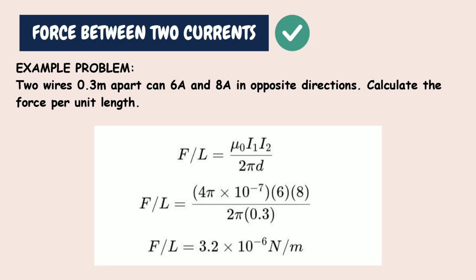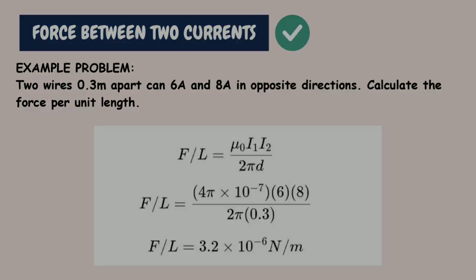Two wires 0.3 meter apart carry 6 A and 8 A in opposite directions. Calculate the force per unit length. As we calculate the force per unit length by substituting these values into the formula, we get the force per length equals 3.2 times 10 raised to the power of negative 6 Newton per meter.